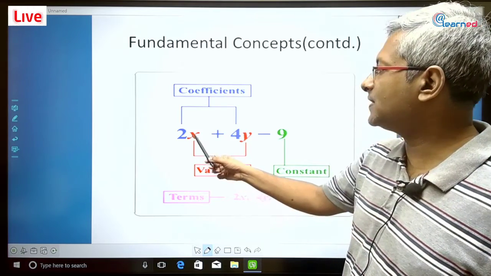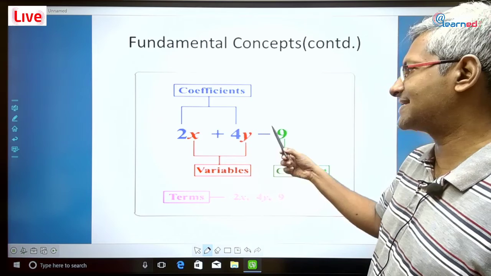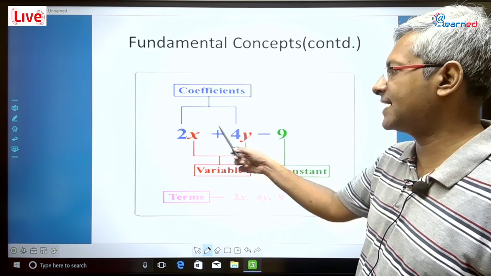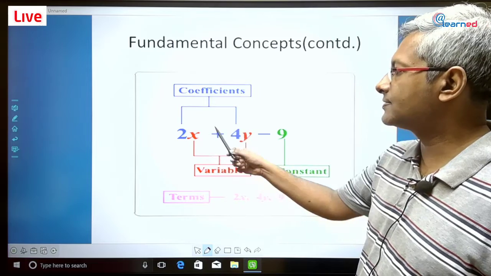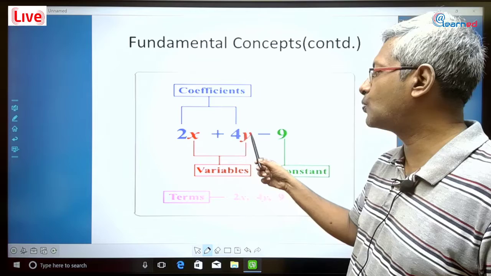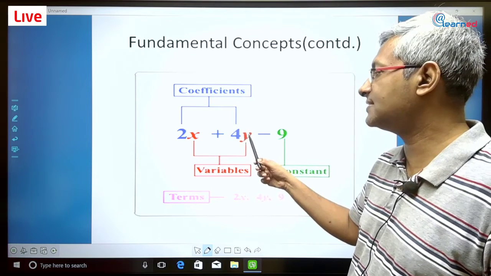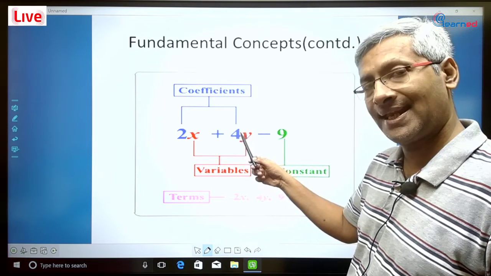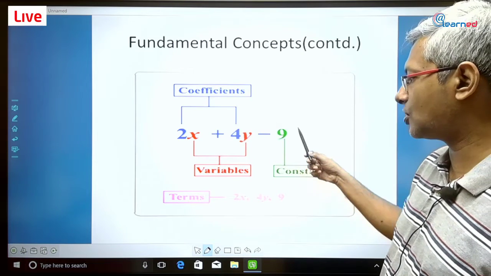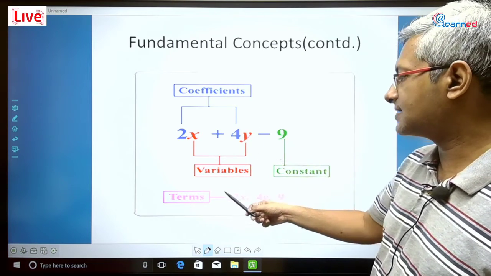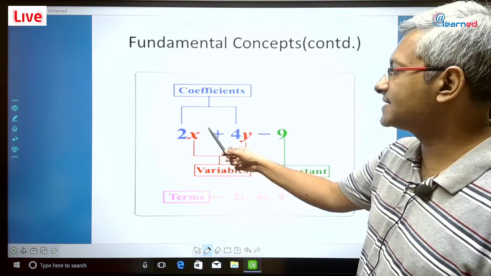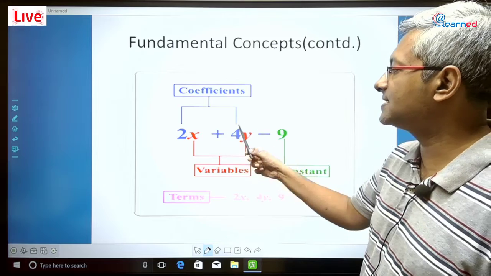So over here we have an expression 2x plus 4y minus 9. What are the coefficients of x and y? These are two variables. So 2 over here is the coefficient of x, and 4 over here is the coefficient of y. So we have two coefficients and one constant, 9 is the constant over here. These are the three terms we have because they are separated by the mathematical symbols.